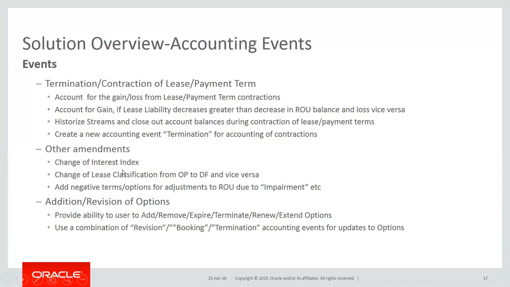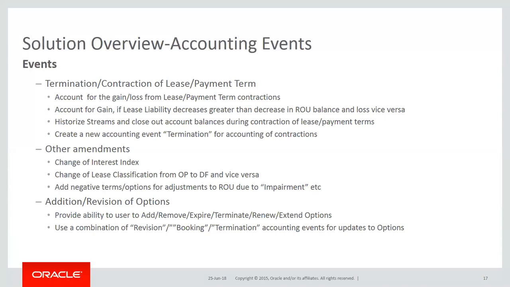So we do all this for you, and you can use some negative terms. Since there is no direct solution for impairment, you can use negative terms, and through the amendment commencement date, you can manipulate when you want this negative term to be factored in, either from a future date, from a past date, or from a system date.